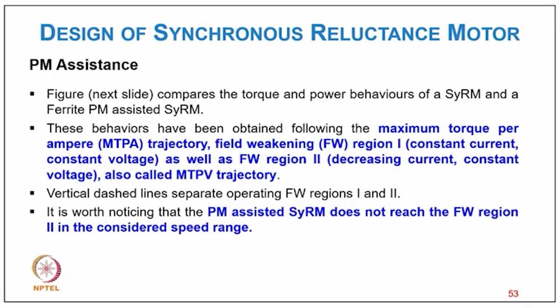Now this figure compares the torque and power behaviors of the synchronous reluctance motor and the ferrite assisted synchronous motor. These behaviors have been obtained following the maximum torque per ampere, MTPA, trajectory, the field weakening FW region 1 with constant current and constant voltage, as well as the field weakening region 2 with decreasing current and constant voltage, also called the MTPV trajectory. The vertical dashed line separates the FW regions 1 and 2, and it is worth noting the PM assisted synchronous motor does not reach FW region 2 in the considered speed range.